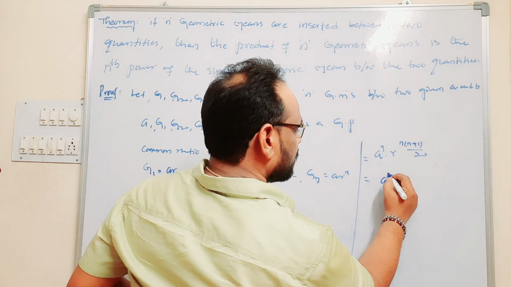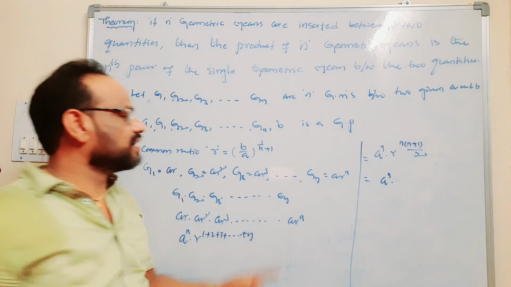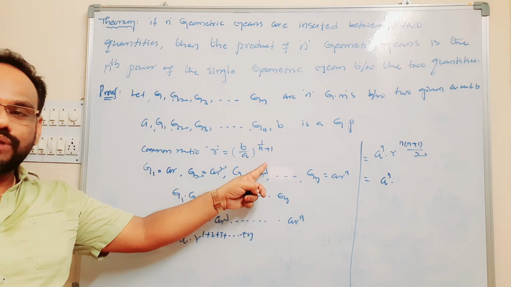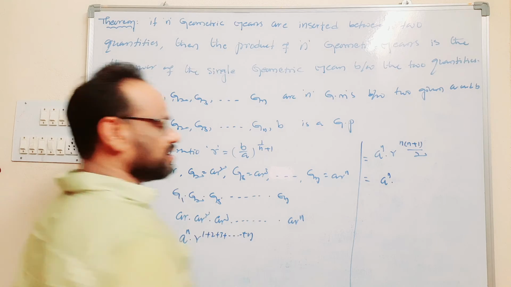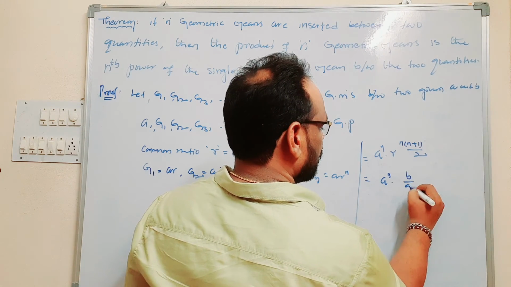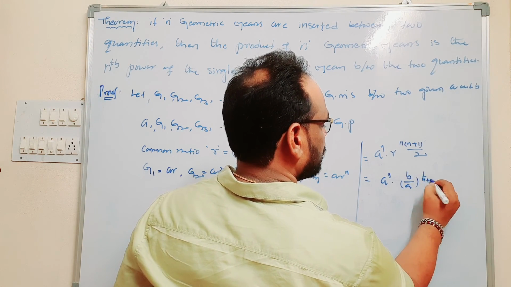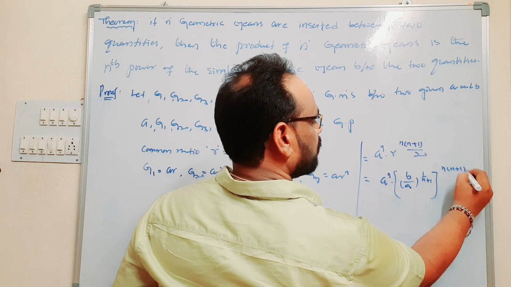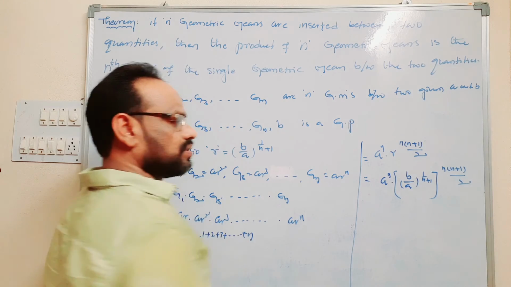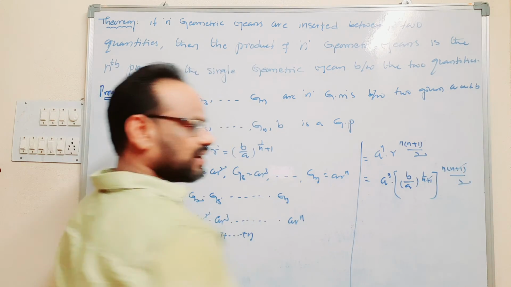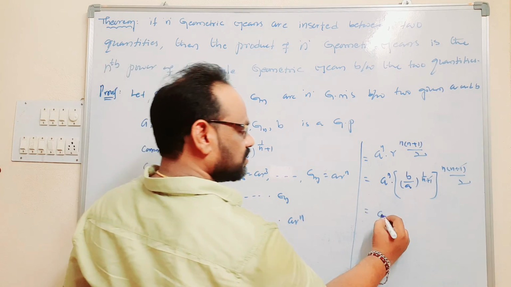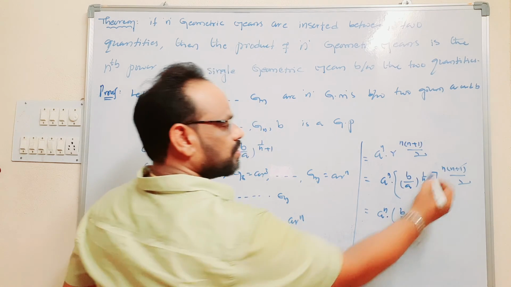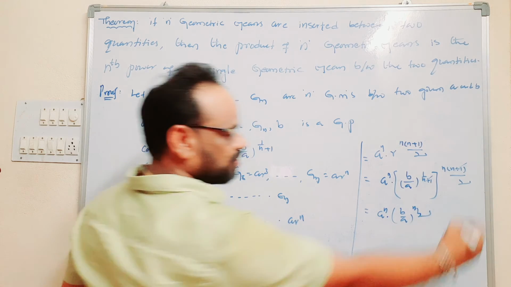So A power n into R to the power n into n plus 1 by 2. We know that the common ratio R is equal to (B/A) to the power 1/(n+1). Substituting the R value, (B/A) to the power 1/(n+1), the whole power n into n plus 1 by 2. So n plus 1 gets cancelled. That is equal to A power n into (B/A) to the power n by 2.